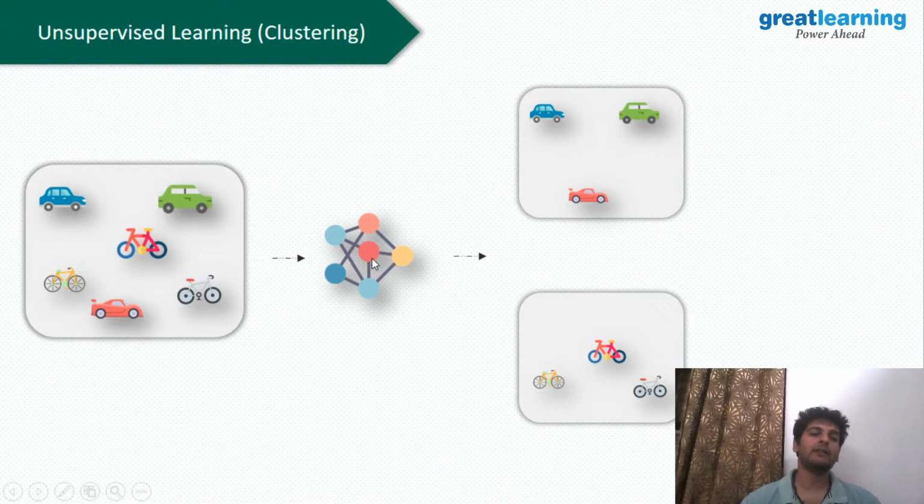So the idea of this clustering algorithm is to basically make sure that similar items are grouped together and dissimilar items are mapped as far away from each other as possible. And this is the concept of unsupervised learning. So we have understood the basics of all of these.